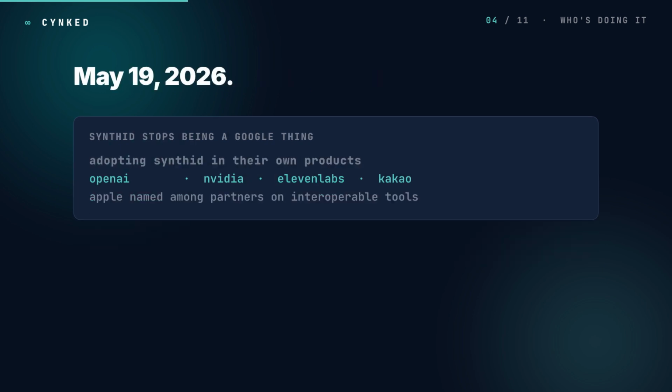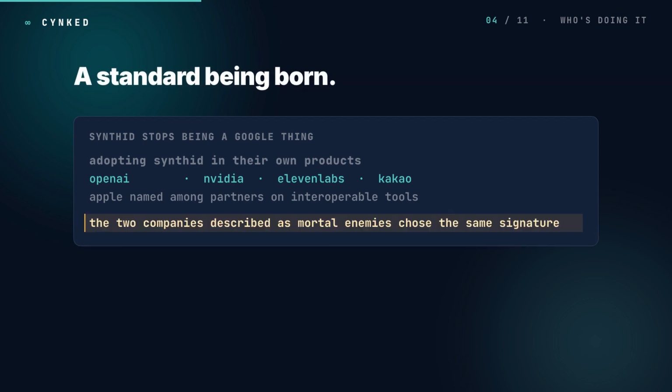On May 19th this year, SynthID stopped being a Google thing. Google announced that OpenAI, NVIDIA, 11 Labs, and Kakao are adopting SynthID watermarking in their own products, with Apple named among the partners working on interoperable tools. OpenAI is embedding it in images from ChatGPT, Codex, and the API, and as of a July update, in audio too. Think about what that means. The two companies that spent 3 years being described as mortal enemies just agreed to use the same invisible signature. That's not a partnership announcement, that's a standard being born.